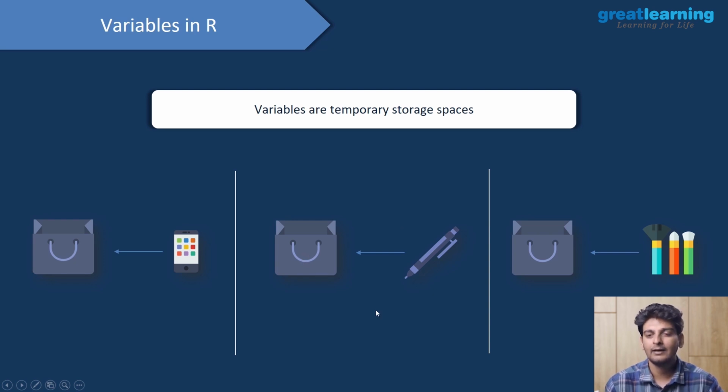And again, after a while, you decide that you don't actually need a pen and you need a makeup kit. So again, you take out this pen from the shopping bag and then you place this makeup kit inside the shopping bag. So over here, this shopping bag is basically acting as a variable. First it stores a mobile phone, and then it stores a pen, and then it stores a makeup kit. So this is exactly what a variable is. It stores temporary values inside it.